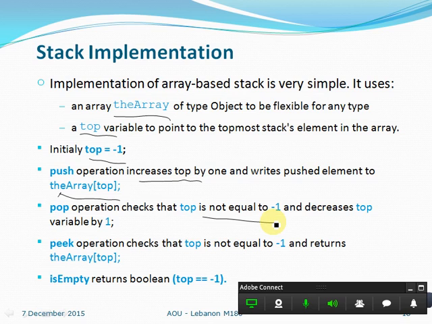So it will first check whether the top is -1 or not. If it is not -1, then it will decrease the top by 1. Then peek operation will check whether top is not equal to -1, because if it is -1 there is no element to display. Otherwise it just returns the element at the top, because it will just display the element of the top. IsEmpty will check whether the top is -1 or not. If the top is -1, it will return true. If not, it will return false.